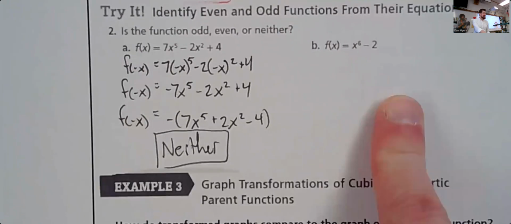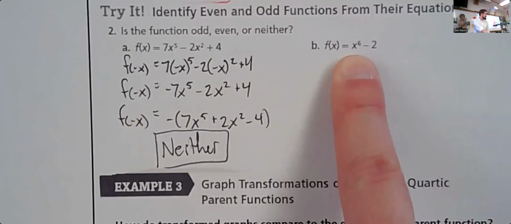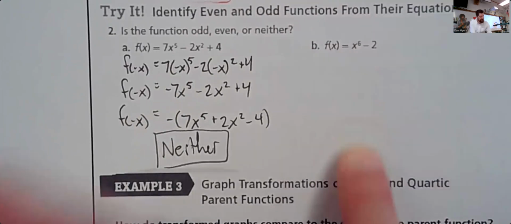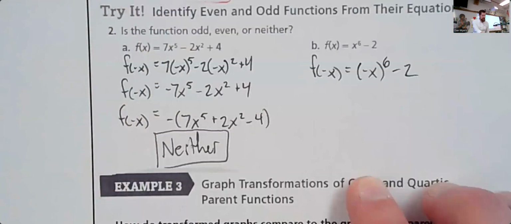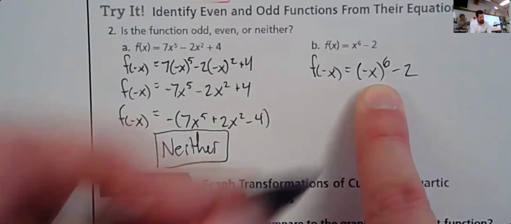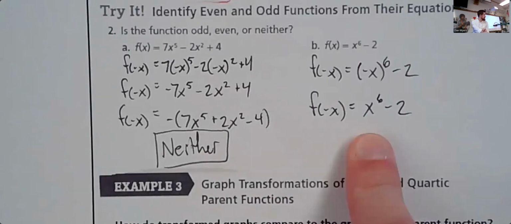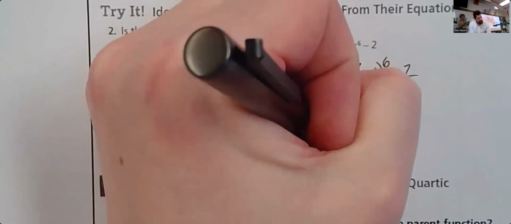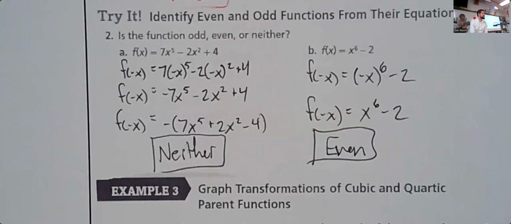The reason why this one has to be even is because if you put an opposite x in for x here, you're gonna just end up with x to the 6th power. So f of opposite x equals opposite x to the 6th power minus 2. That just turns into x to the 6th power. So we have opposite x here, and over here we have what y was originally, making this even. We got neither, and we got even. Cool.